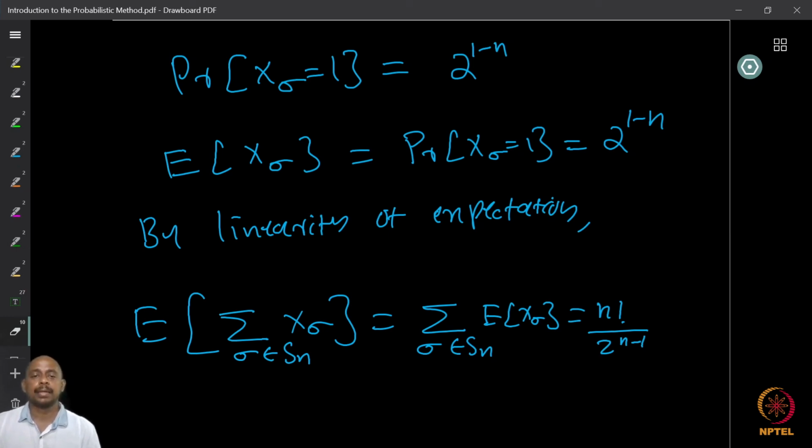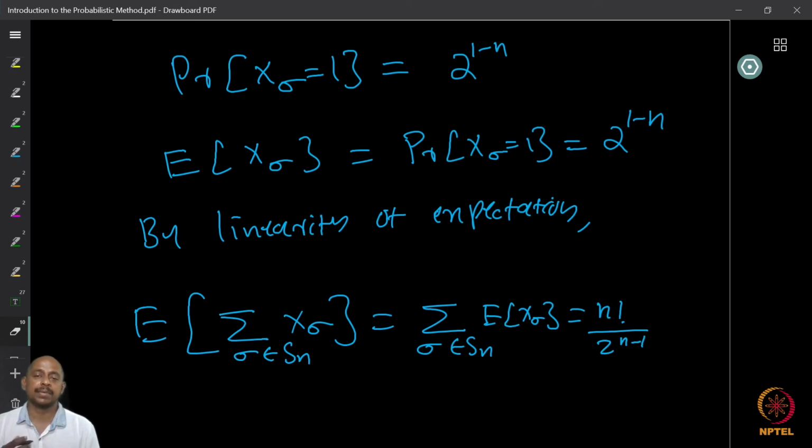So the probability that the indicator random variable x sigma takes the value 1, or the probability that sigma is a directed path, is 2 raised to 1 minus n. Now the expectation of x sigma is the probability that it takes the value 1, because for an indicator random variable, the probability and expectation are the same, right?